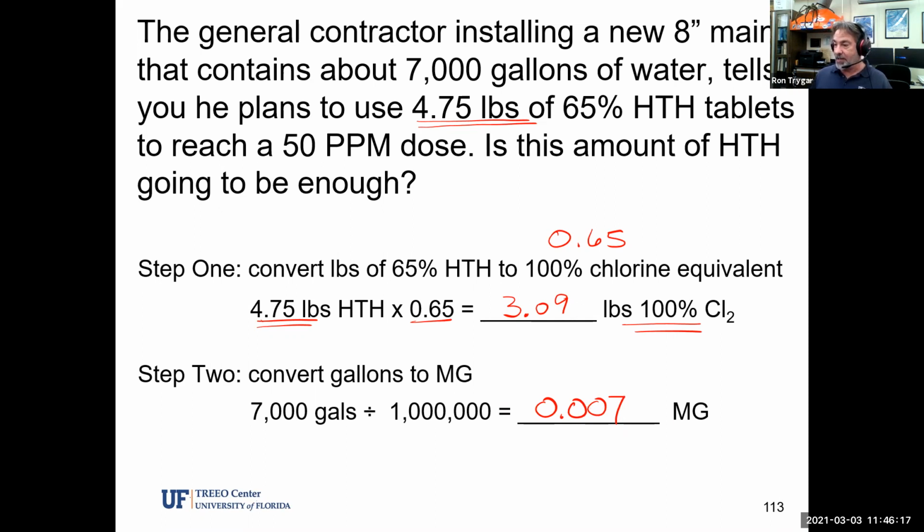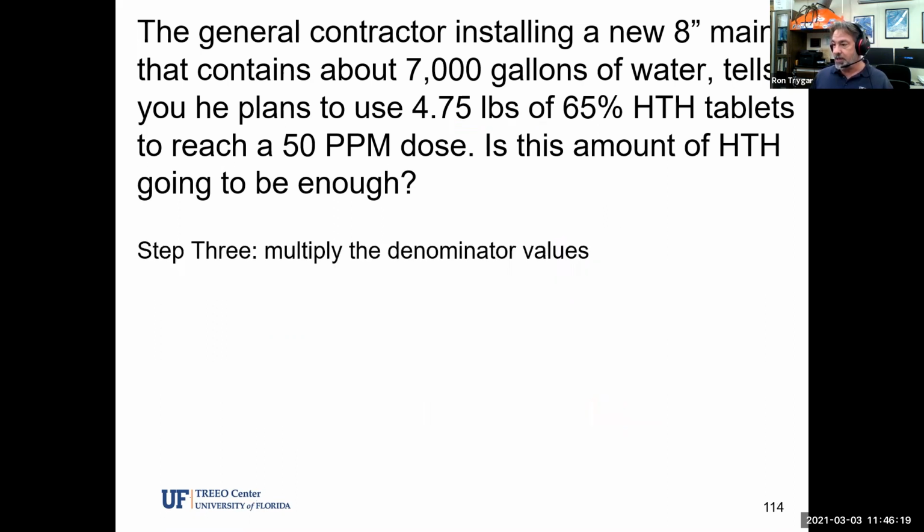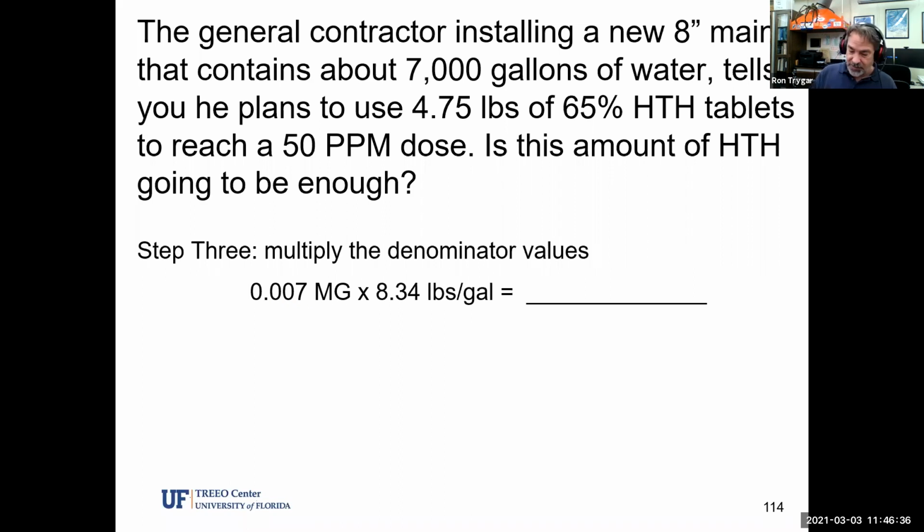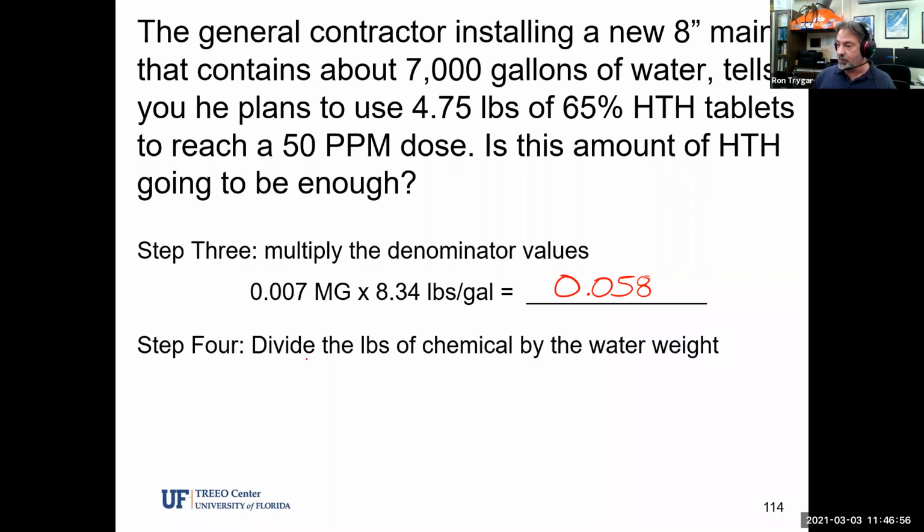So we're going to go back now to my calculation, and we're going to multiply the denominator values to see how we're doing. Remember, we're working this pounds formula kind of in reverse. We're coming up with the parts per million. So 0.007 million gallons times 8.34. And on my calculator, I came up with 0.058. I have 0.0584 or so, but we'll just go to 0.058. And now to finish it out, divide the pounds of chemical by the water weight.